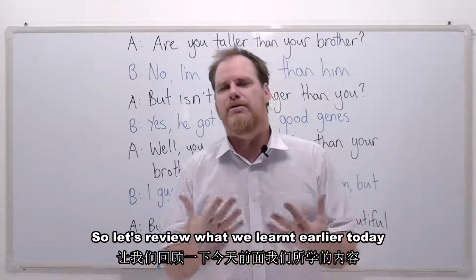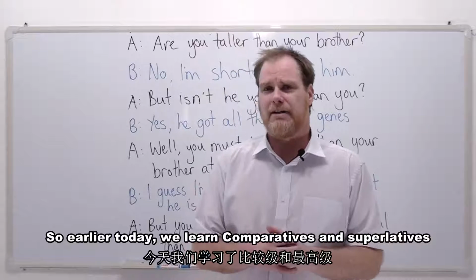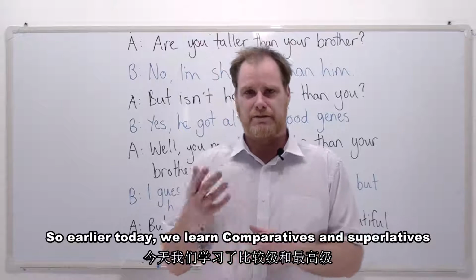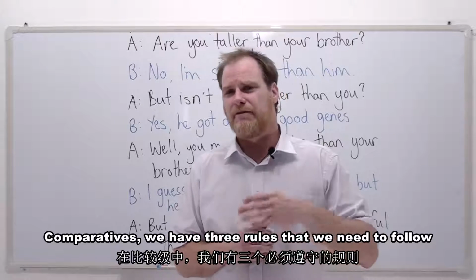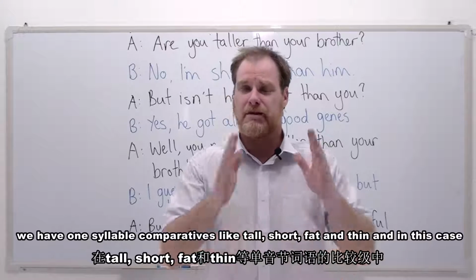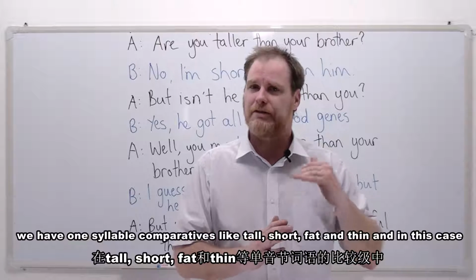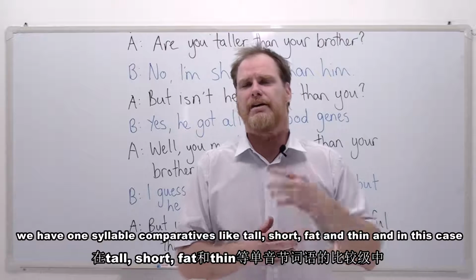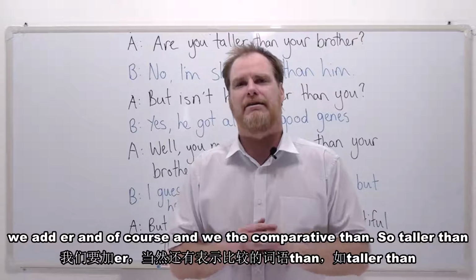Okay, so let's review what we learned earlier today. Earlier today we learned about comparatives and superlatives. For comparatives, we have 3 rules that we need to follow. We have 1 syllable adjectives like tall, short, fat, and thin. In this case we add er, and of course we need our comparative then.